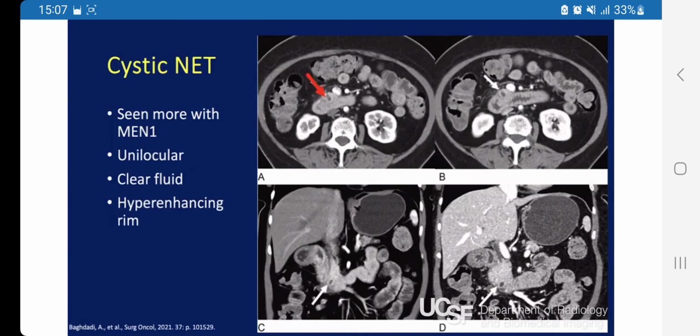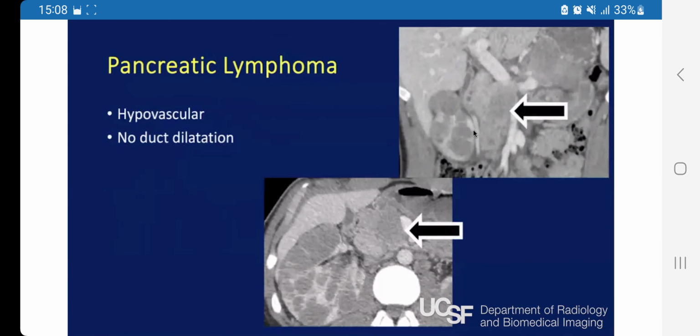Pancreatic neuroendocrine tumors also have different phases. One of them is the cystic neuroendocrine tumor. They can undergo cystic degeneration and only be seen as a unilocular hypoattenuating cyst. However, they usually have an enhancing rim around them. That's something that may help us differentiate them from side branch IPMNs, which we see every day. And if they are drained, they're usually clear fluid and unilocular, as I said earlier.